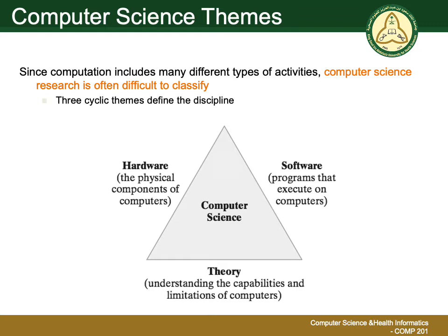Computation includes many different types of activities. Computer science research is often difficult to classify. الأبحاث في الكمبيوتر ساينس هي فيها صعوبة دائما في الكلاسيفيكيشن، التصنيف، لأنه عندنا أكثر من component. Three cyclic themes define the discipline. مجال أو تخصص علم الحاسب الآلي فيها 3 ثيمات معينة دائما نتكلم عنها: الهاردوير والسوفت وير والثيري.